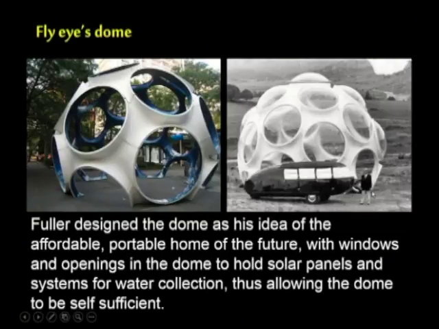Here in this picture, you can see the Dymaxion car also. This is how the Dymaxion car looks. You didn't see the pictures in the earlier slides, but this is how it looks, and you see the fly eyes dome in the background. Look at the comparison of sizes between his automobile and the dome. Look at how big his dreams are.